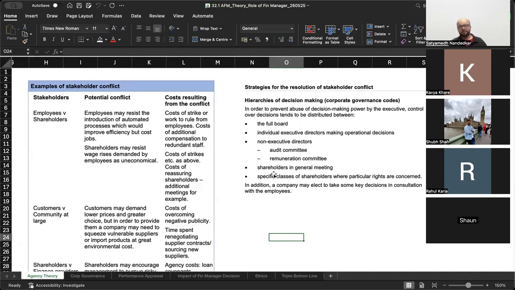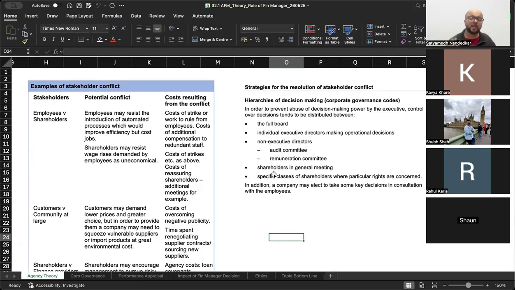You might have a question based on that. When it comes to decision making, the highest authority is with the board of directors, then individual executive directors making operational decisions. अगर कोई बहुत important company level decision लेना है, तो that decision has to be taken by the full board present. But you will have individual departments like marketing department है, finance department है, purchase department है.